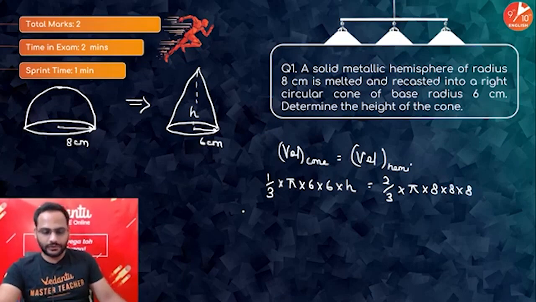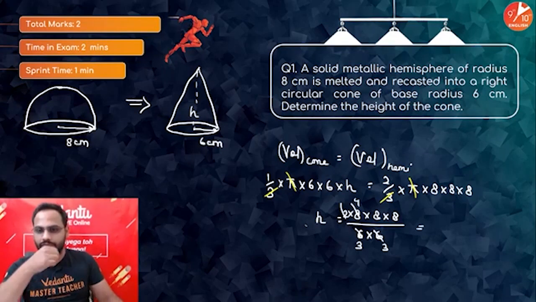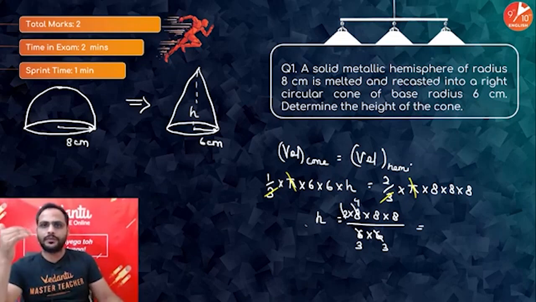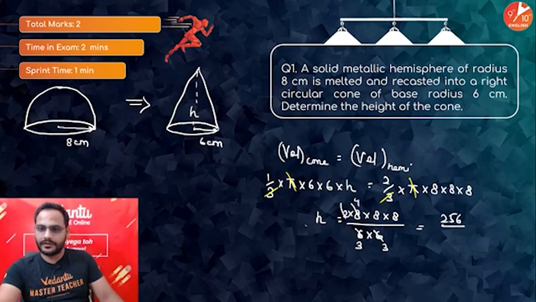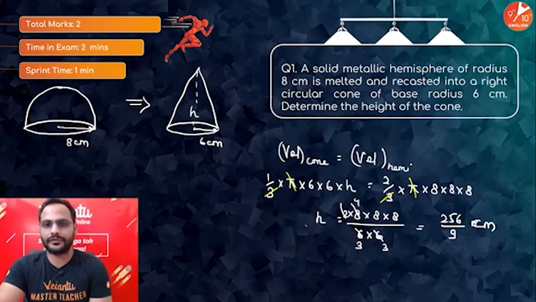Let's do some cancellation over here beta. So 3 to 3 got cancelled, pi to pi got cancelled. So I can say the height of the cone will be equal to 2 into 8 into 8 into 8 divided by 6 into 6. So 2 3 times, and here 4 times, and here 3 times. So 8 8 is 64. 64 into 4, 128, 256. 256 by 9 centimeters, which is around 28.44 centimeters.